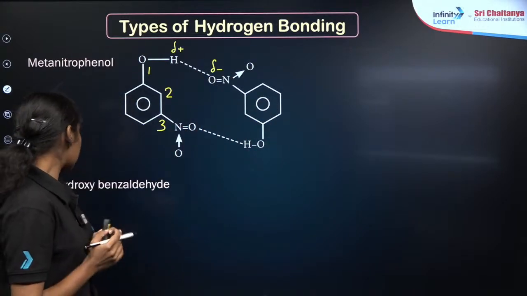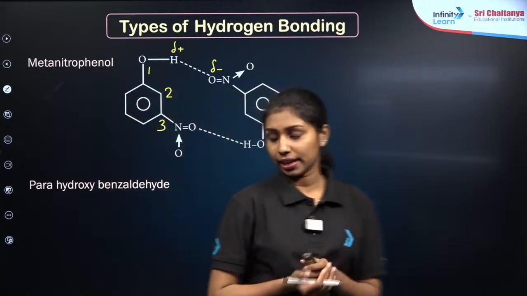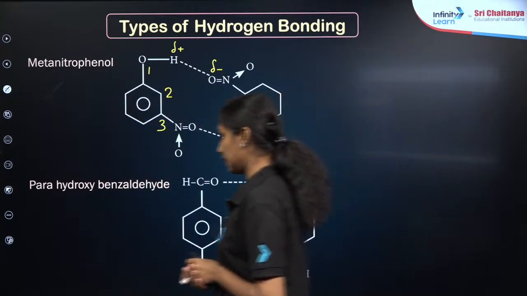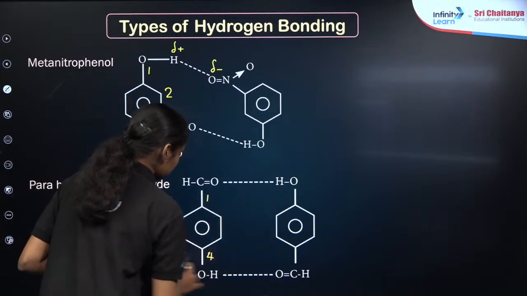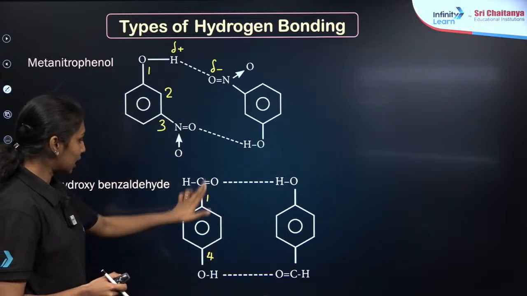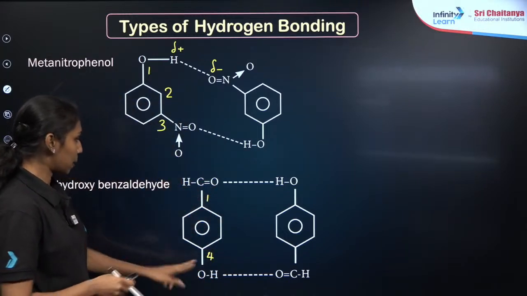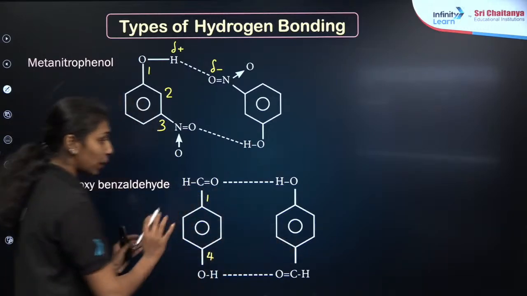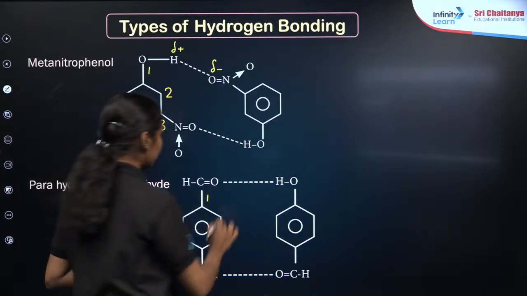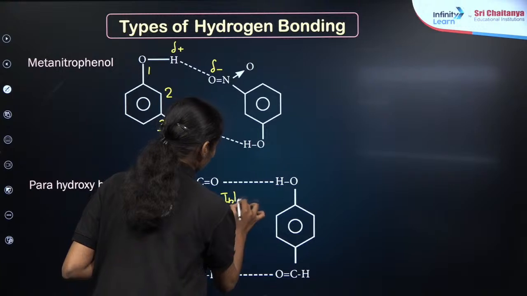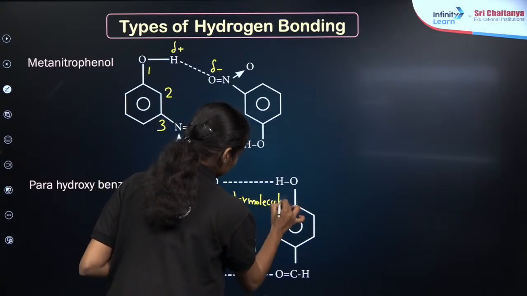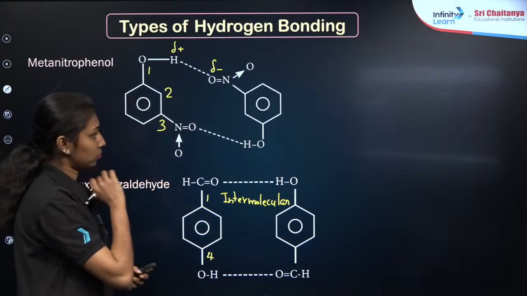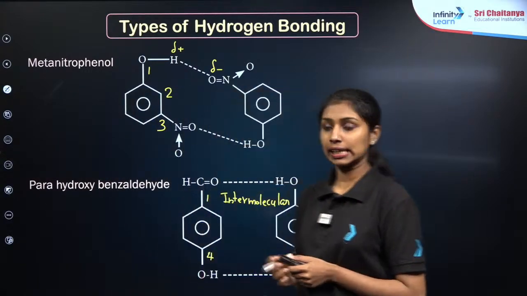The last example is parahydroxybenzaldehyde. Right? This is the aldehyde group, then the OH group, parahydroxybenzaldehyde. Whenever these molecules come together, again hydrogen bonding exists, that is known as intermolecular hydrogen bonding. Are you getting the point? Is it clear?